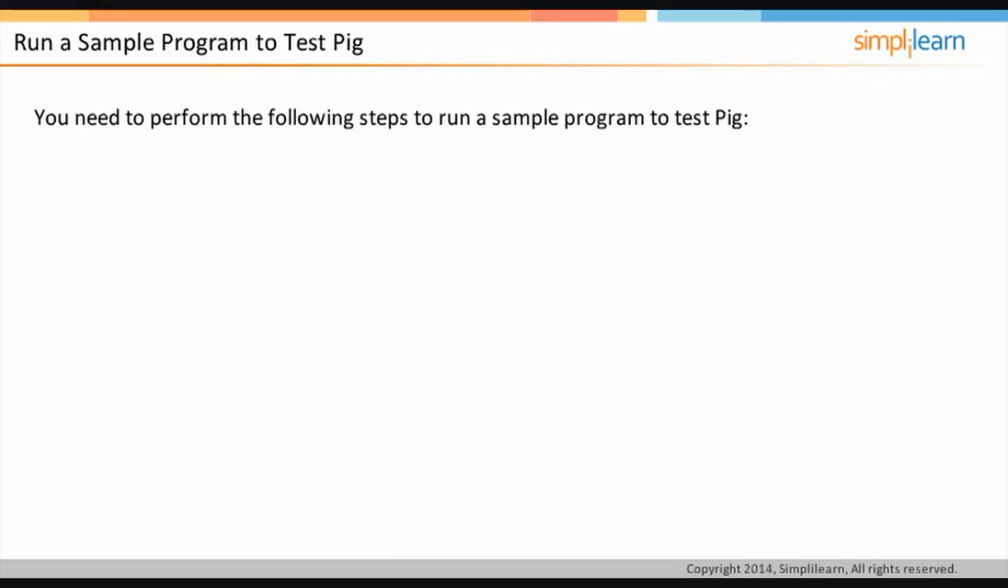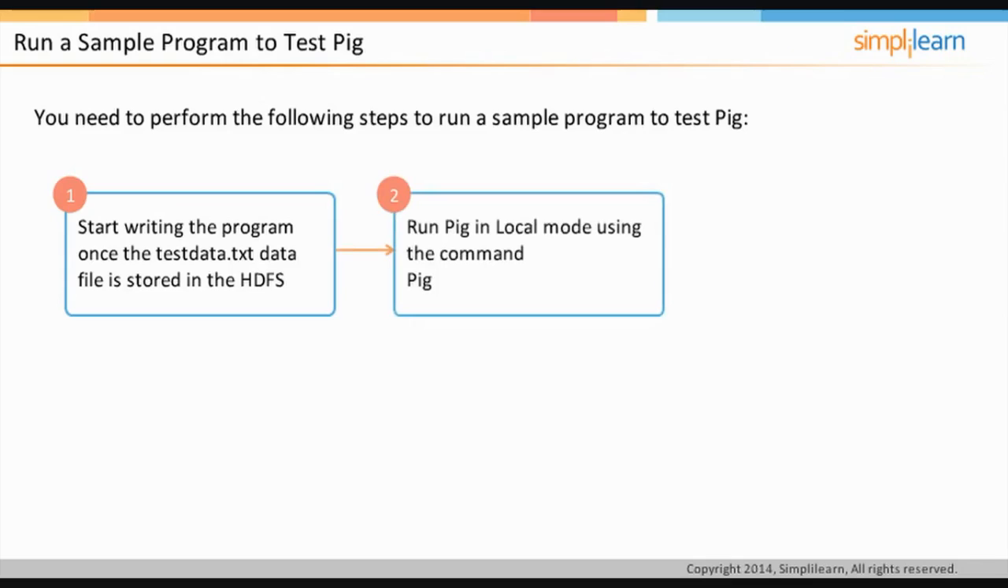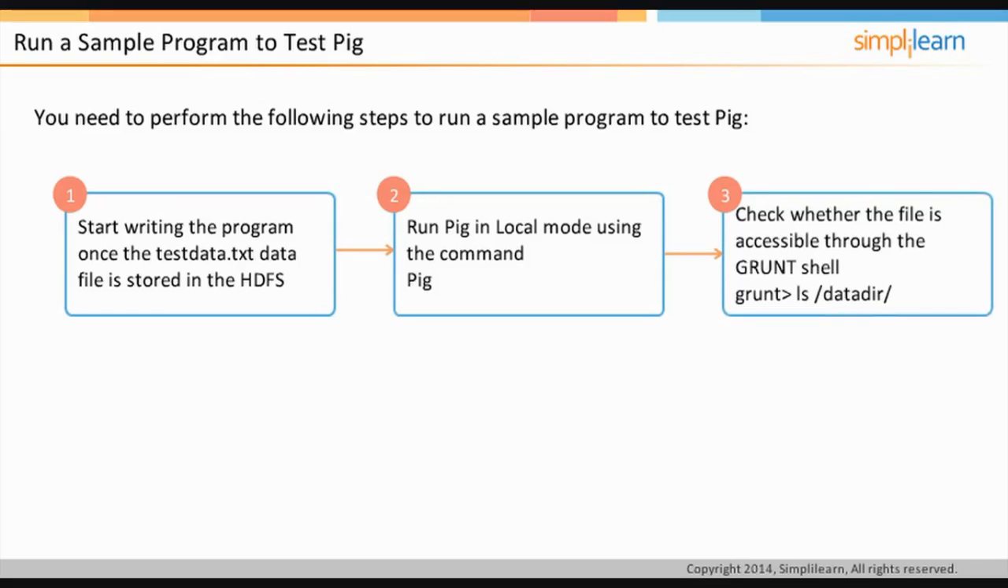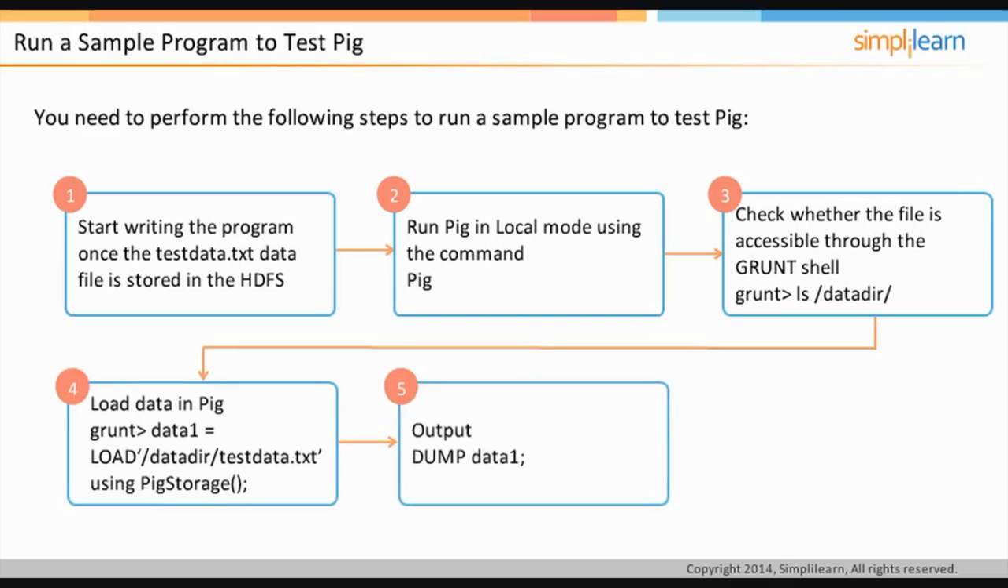Run a sample program to test Pig. Start writing the program once you upload the data in the Hadoop server that is running in pseudo-distributed mode, also referred to as single-node server. Run Pig in local mode using the command shown on screen. Check whether the file is accessible through the grunt shell using the command shown on screen. Load data in Pig and generate the output as shown on screen. In the next screen, we look at some big data sources.